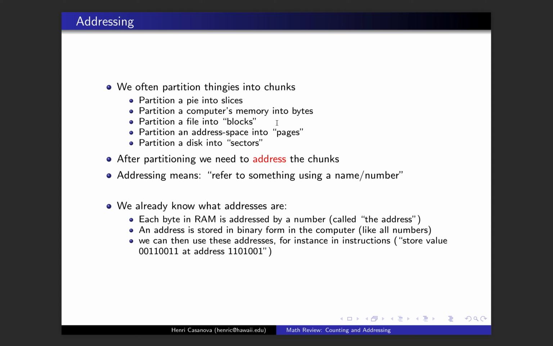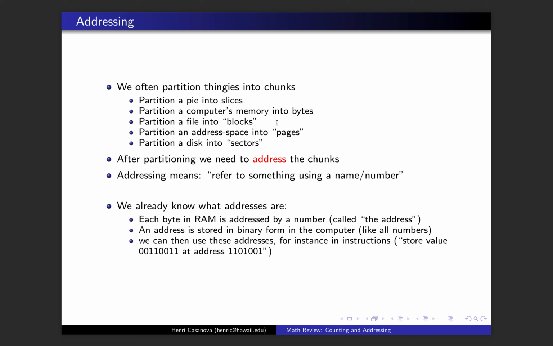Okay, so that was about partitioning things into chunks, and we do that very often. We partition a pie into slices, a computer's memory into bytes, a file into blocks, an address space into pages. We're going to spend a lot of time doing that one. A disk into sectors, and so on, right? And so once we've partitioned our set of thingies into blocks of thingies, then we need to address the chunks. We need to name them, right?